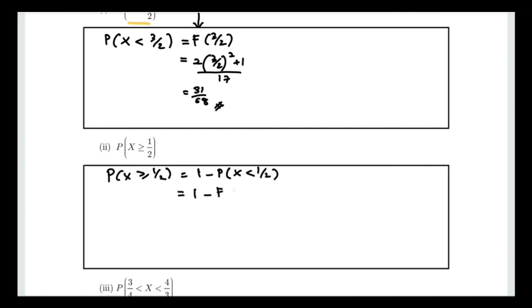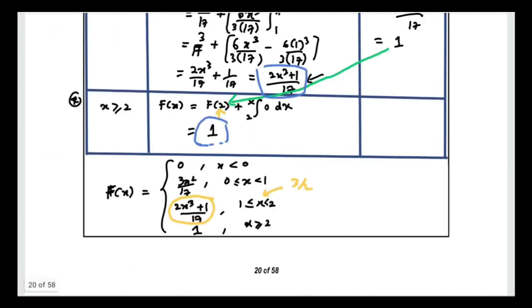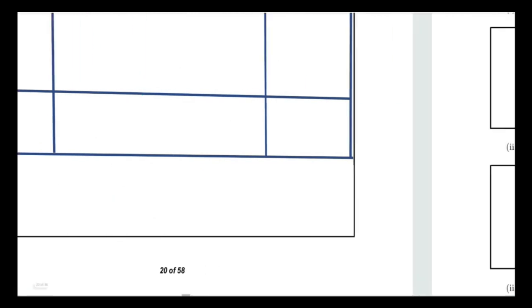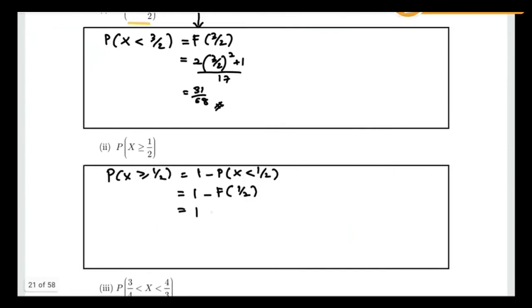So then we are going to use the CDF, which is equal to 1 minus capital F of 1/2. So we are going to substitute 1/2 into the correct function of the CDF. Back to this one: 1/2 is here, this is 1/2, 0.5. So it should be substituted into this function. It should be 1 minus 3 times (1/2) squared over 17, so that equals 65/68.